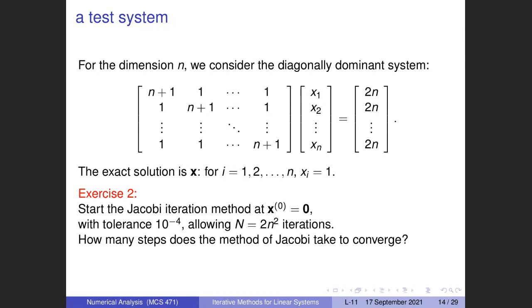So we have a matrix of dimension n, so n rows, n columns. All the off-diagonal elements are 1. So if you sum up the off-diagonal elements, you get n. Well, then you get a diagonally dominant matrix by adding 1 to n. So this is kind of a lazy diagonally dominant system. So it's almost not diagonally dominant.